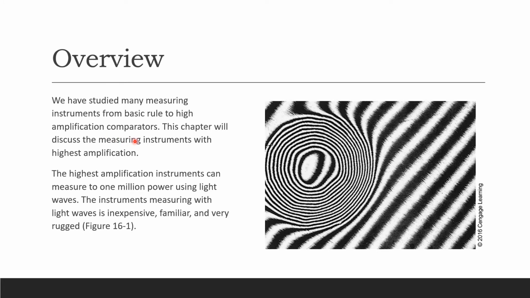So we have already studied many measuring instruments, from the basic rule all the way to high amplification comparators. This chapter is going to discuss the measuring instruments with the highest amplification. The highest amplification instruments can measure all the way to 1 million power, and we're going to use light waves to do it. Instruments measuring with light waves are not expensive, and they're very familiar and very rugged.